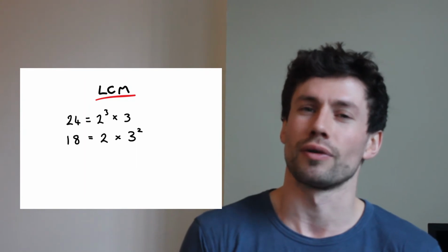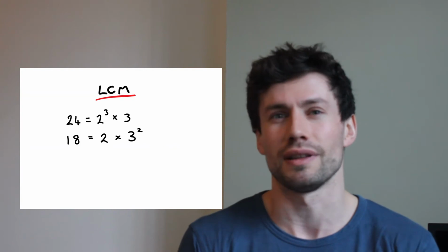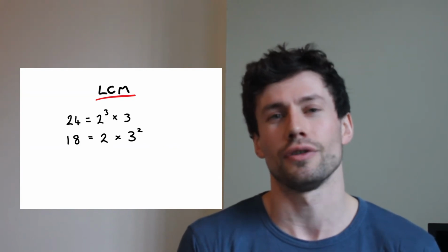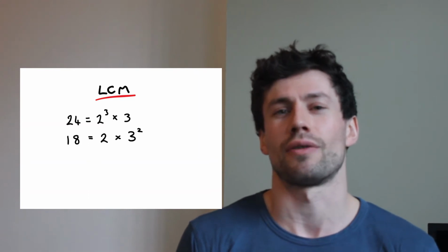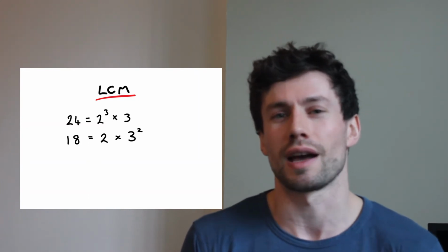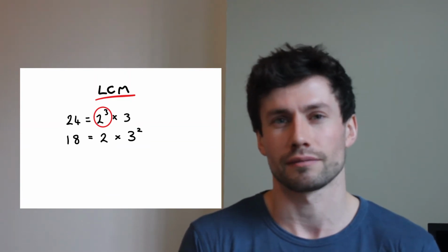You go through the thought process like this. Can I see 2's on the page? In this example, yes I can. There are 2's in both prime factorizations. Which is the highest power of these 2's? Well, 24 has 2 to the power of 3, so we circle 2 to the power of 3.